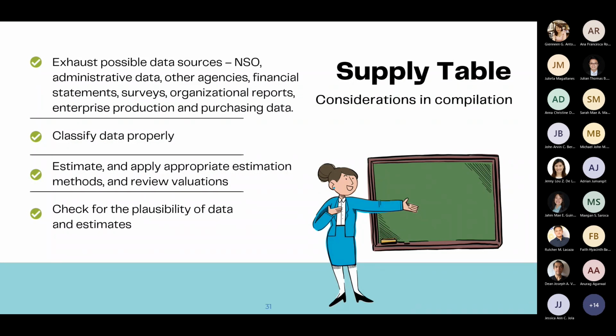We must also review our valuations. So are we using the sum of costs approach, or are we using the value at basic prices? In terms of valuation, are we getting the data right at basic prices, or are we getting them already at purchasers prices? Are our imports at CIF or at FOB? Finally, we need to check for the plausibility of data and estimates and make sure that these are all true to real life.